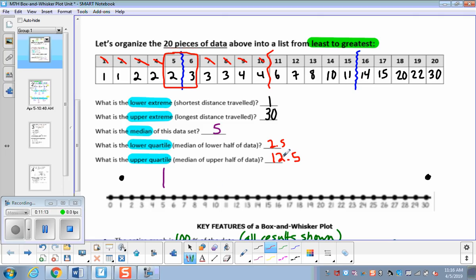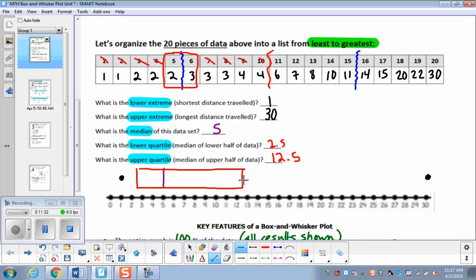And the lower quartile was 2.5, so that's going to be halfway between the 2 and the 3. And the upper quartile was 12.5, so it's going to be right there. And now I'm just going to draw a box to connect, and I'm going to use the straight line tool here to make the whiskers. And we have just drawn a box and whisker plot.